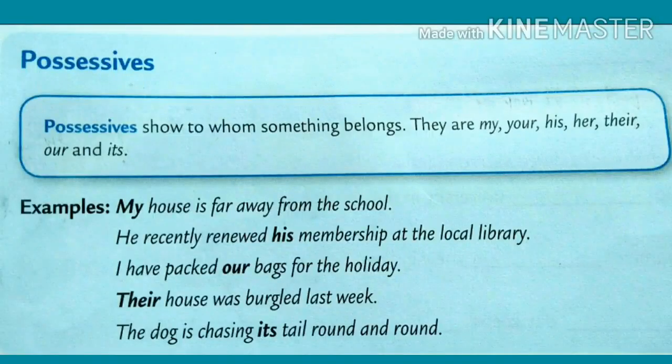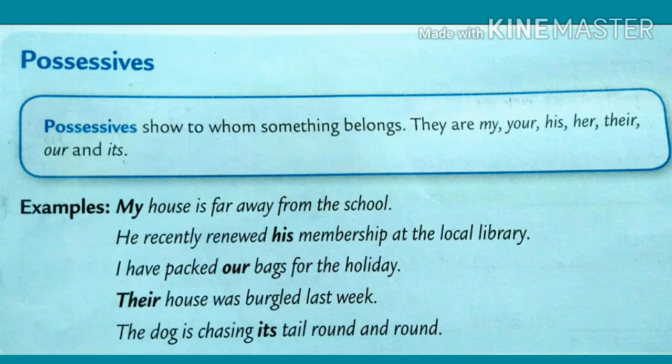Next topic is possessives. Possessives show to whom something belongs. Yes, possessives are used to show to whom something belongs about the nouns. The possessive form of me is my and you is your. The possessive form of he is his, she is her. For they, it is their. For we, our. And it, its. These are the possessives. My, your, his, her, their, our, and its are possessives.